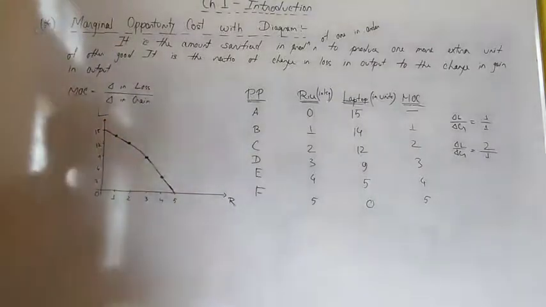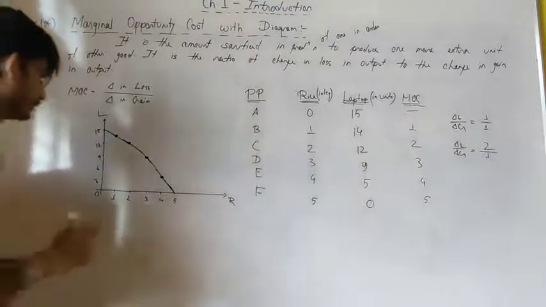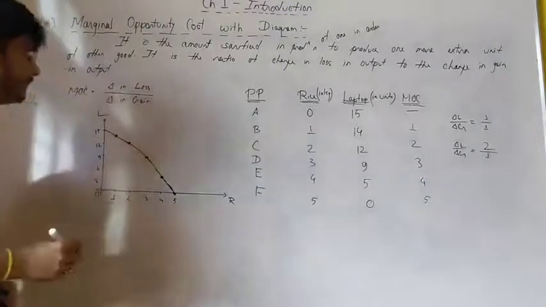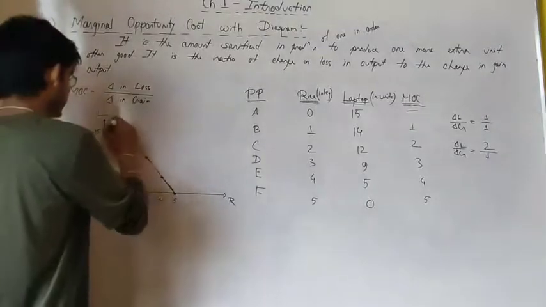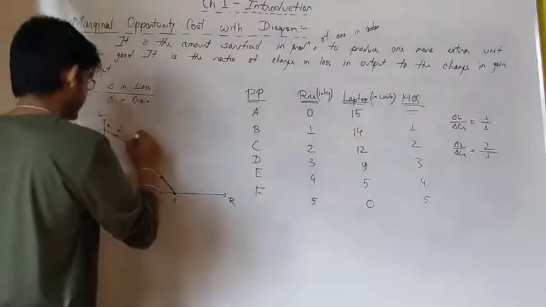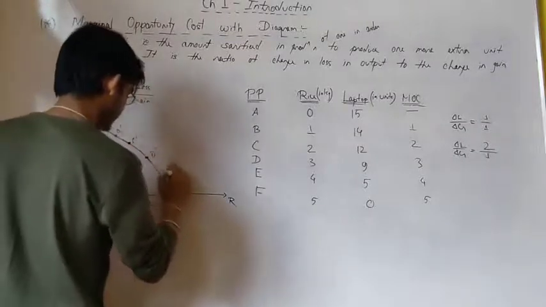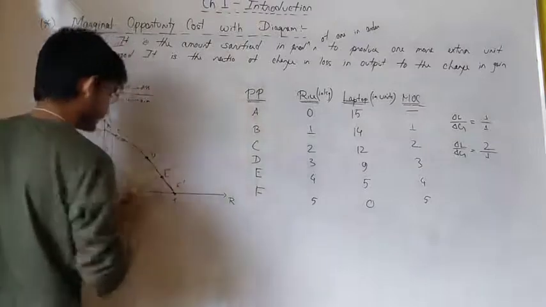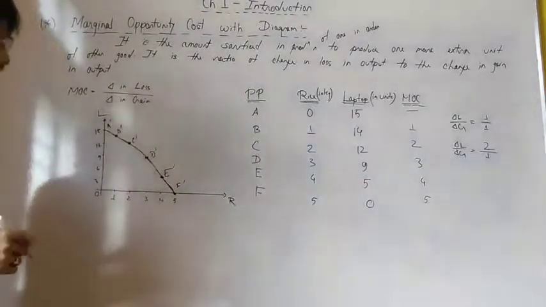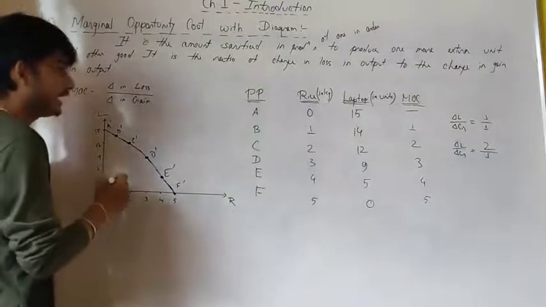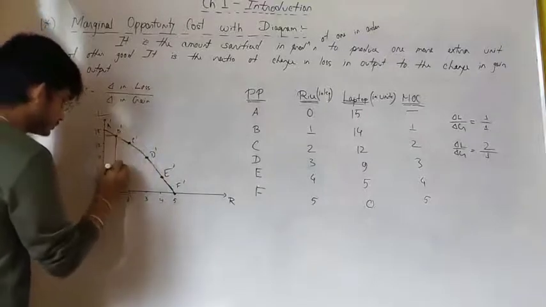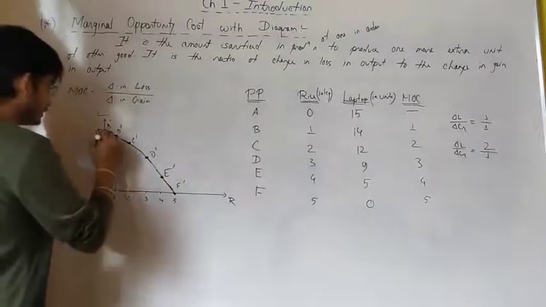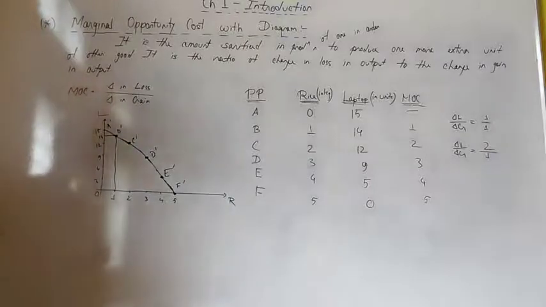So this is our production possibility curve, drawn by plotting rice against laptop, and we have the points A dash, B dash, C dash, D dash, E dash and F dash. Joining them we get our production possibility curve, and we are saying that the economy is producing at point B, which relates to the B dash on this diagram. So at B dash he is producing 14 units of laptop and 1 kg of rice.